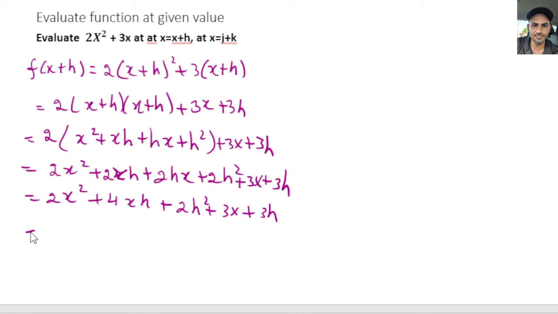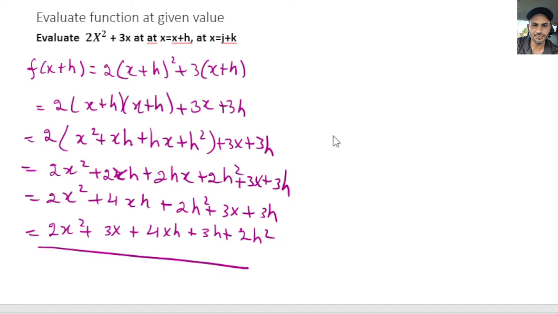So you can rearrange them, like your x terms first and then the h terms. So you could write it as 2x squared plus 3x plus 4xh plus 3h plus 2h squared. Right there. This is your final answer for this particular x plus h in this function. Now let's go ahead and do the next one.